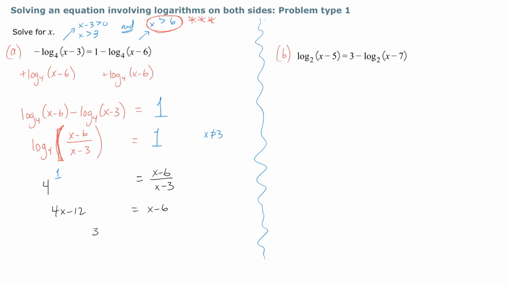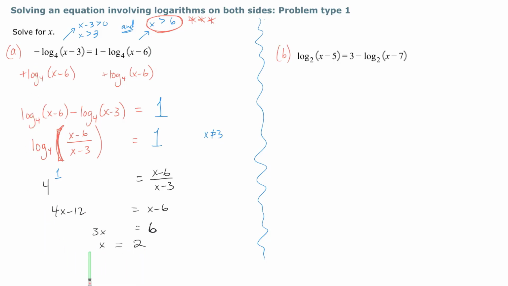What do we get? We get 3x is now equal to 6, and we get x is equal to 2. Well, darn it. But triple star says what? Triple star up there says x has to be greater than 6. That was given from the very, very beginning. In other words, this is yielding an extraneous number.